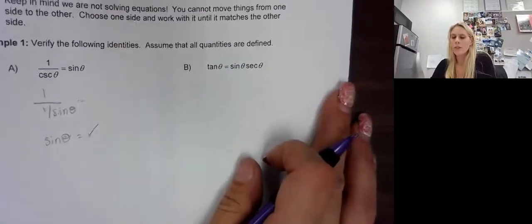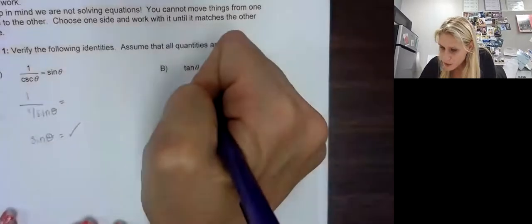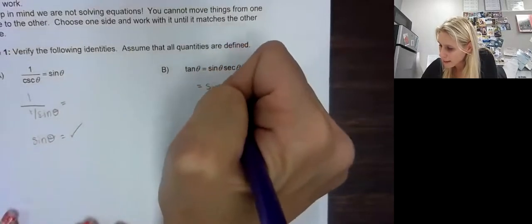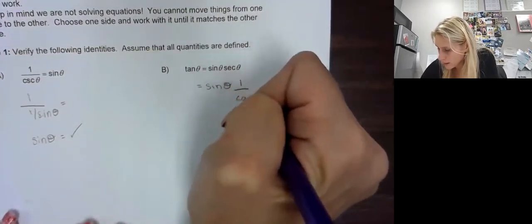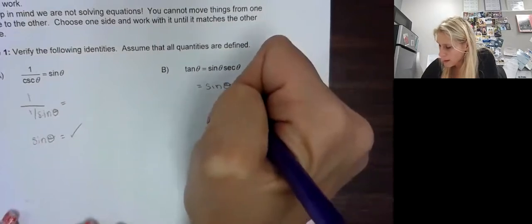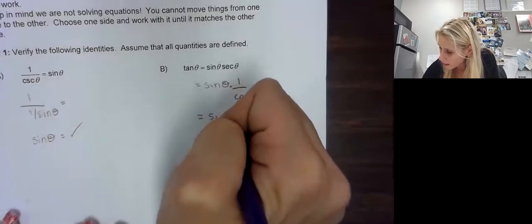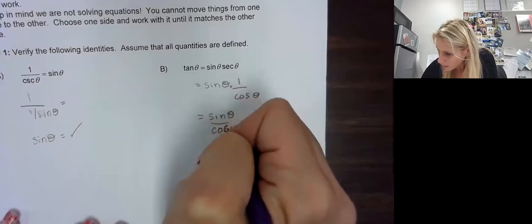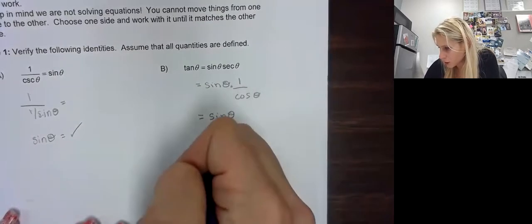Now B here, if you look, what side is more complicated? I would say the right side. So let's see what we can do. Well, I don't like the secant there, so I can change secant into 1 over cosine theta. And then I can actually multiply that out and get sine theta over cosine theta. And then what do I know? Sine theta over cosine theta is tangent theta. Check it off.